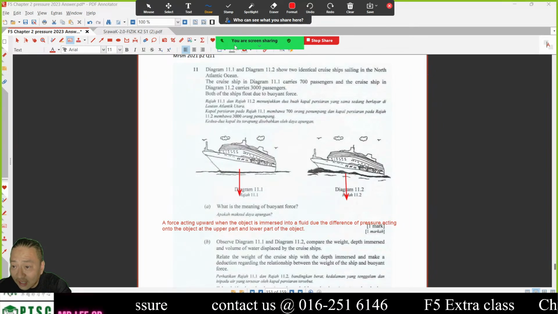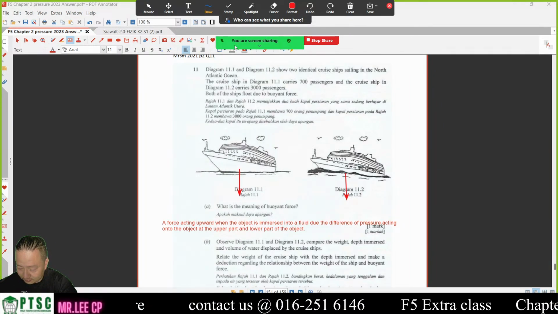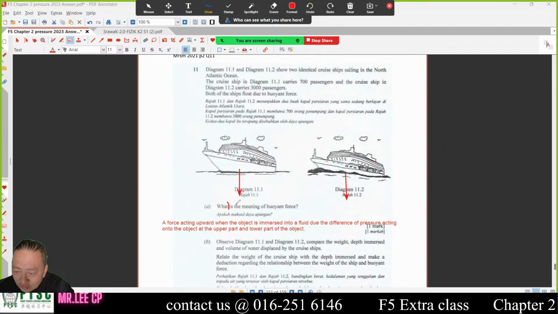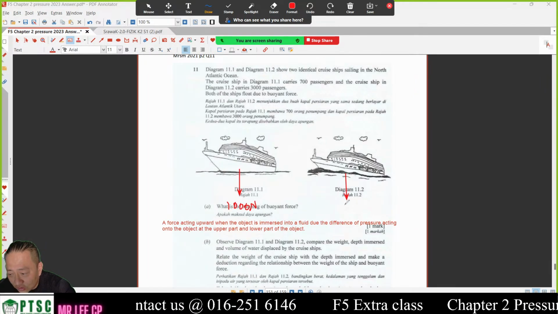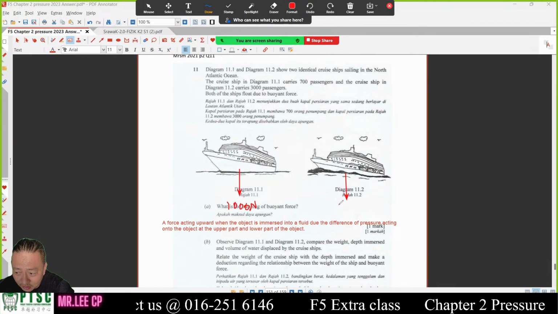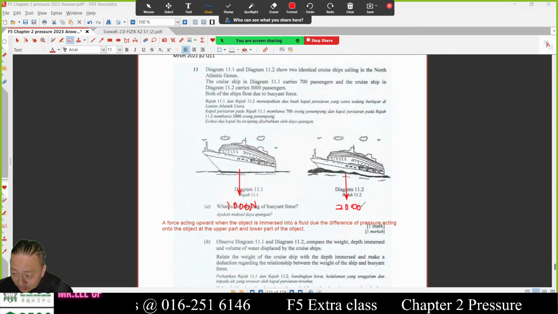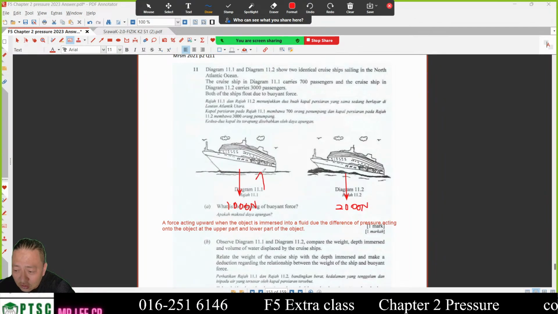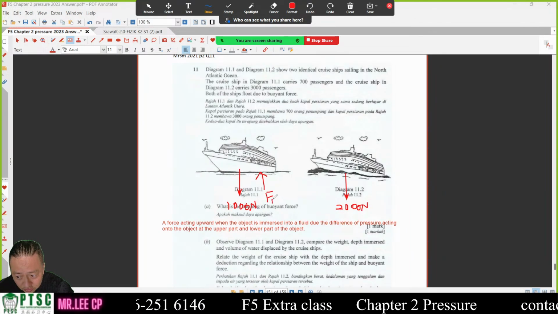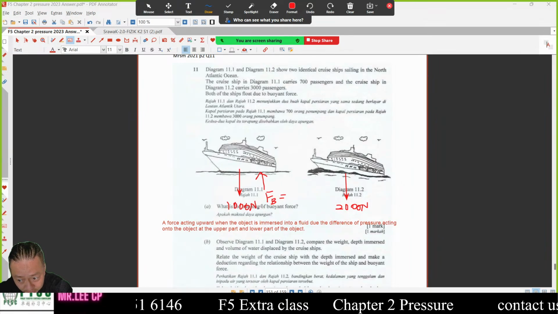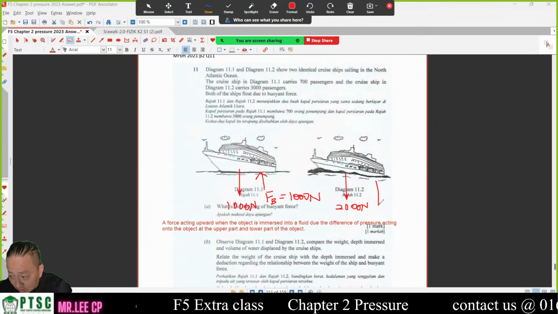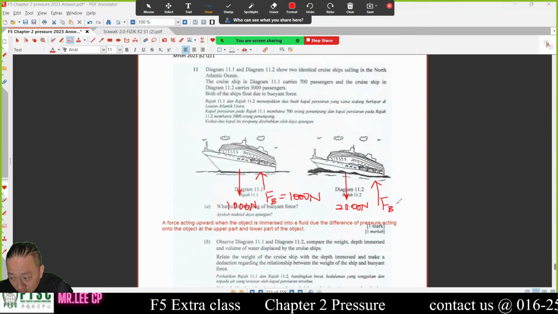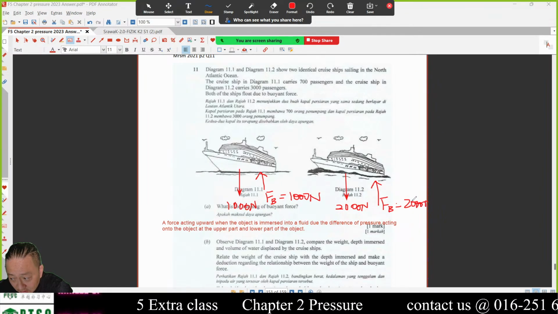So let's say this one is 1,000 Newton, just say. So this one is more than 1,000 Newton, let's say 2,000 Newton. So how much is the buoyant force? Buoyant force is equal to the weight. How much? 1,000. And for the other, buoyant force is 2,000, so that it can float.